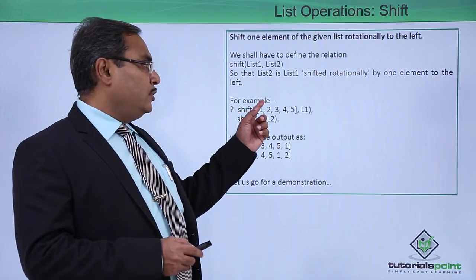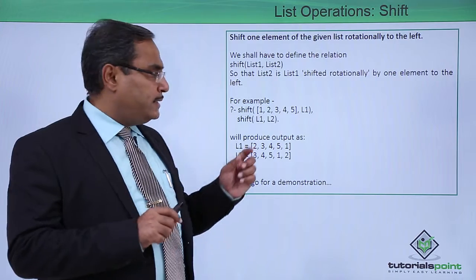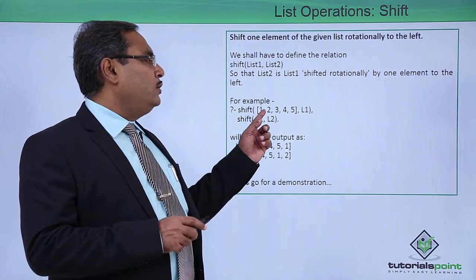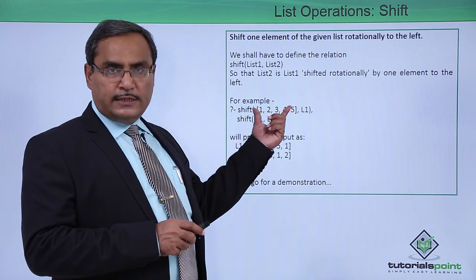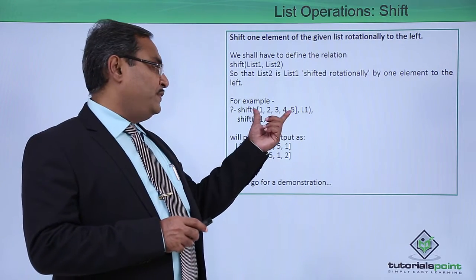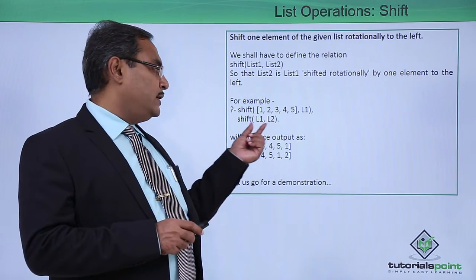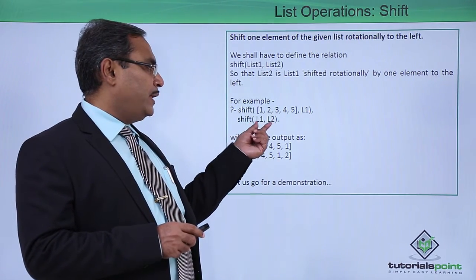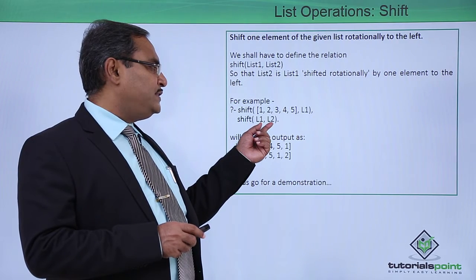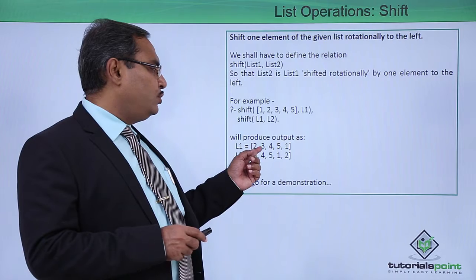For example, to have the conception of what we are trying to do, let us go for one example. So shift 1, 2, 3, 4, 5, there is a L1 say, and let us suppose it is L2. So if the list is given here and if it is our output list, then this output list will be formed in this way. And again you are making this shift L1, L2. So here this L1 will be coming like 2, 3, 4, 5.